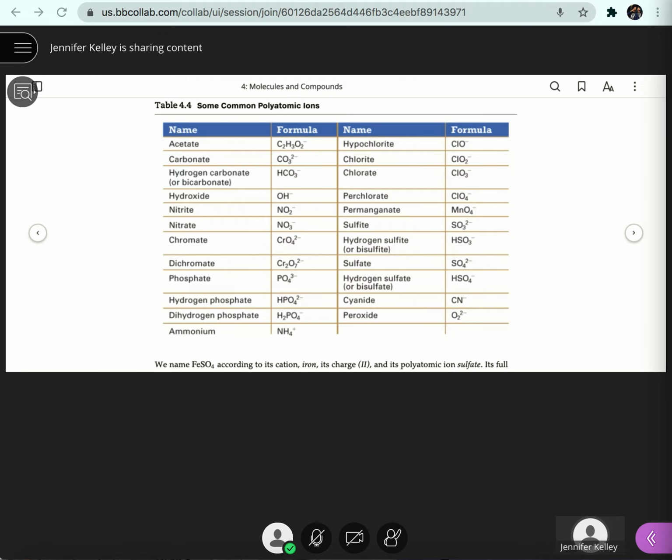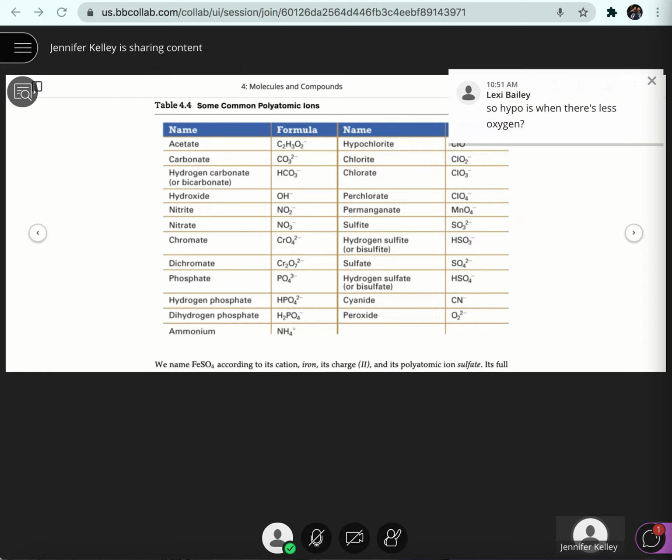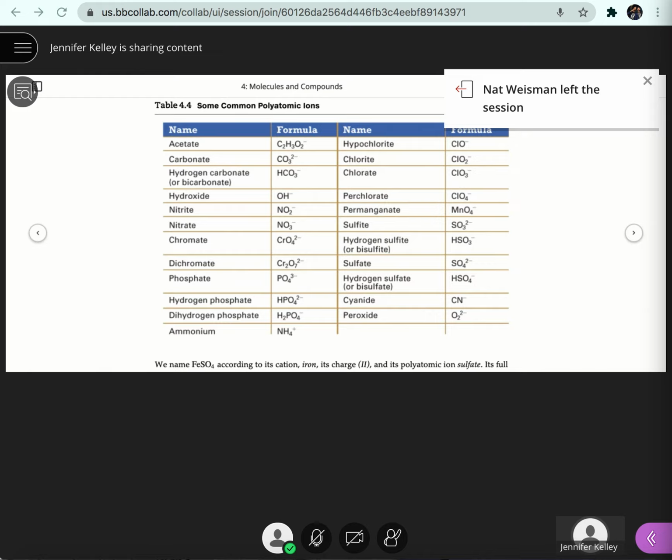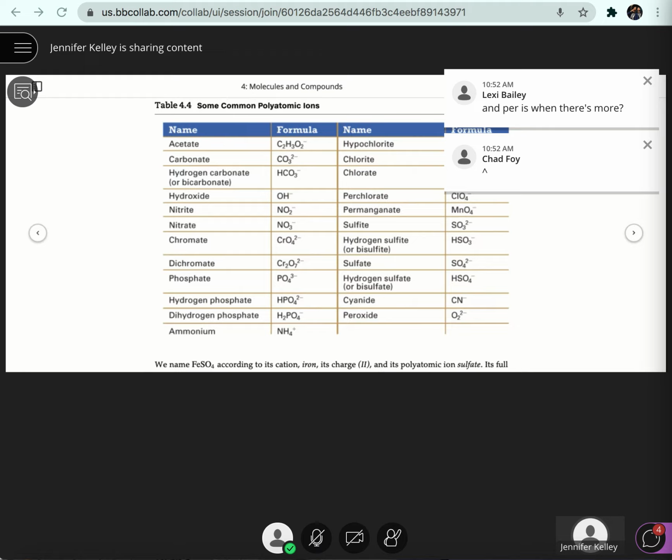So what is the pattern that we're seeing there in the formula? Yes, hypo is where there's less oxygen. So the pattern is that in the formula, the oxygen keeps increasing. So it goes from 1 oxygen to 2 oxygen, then 3, then 4, and so forth. Yes, hypo is the least and per is the most.